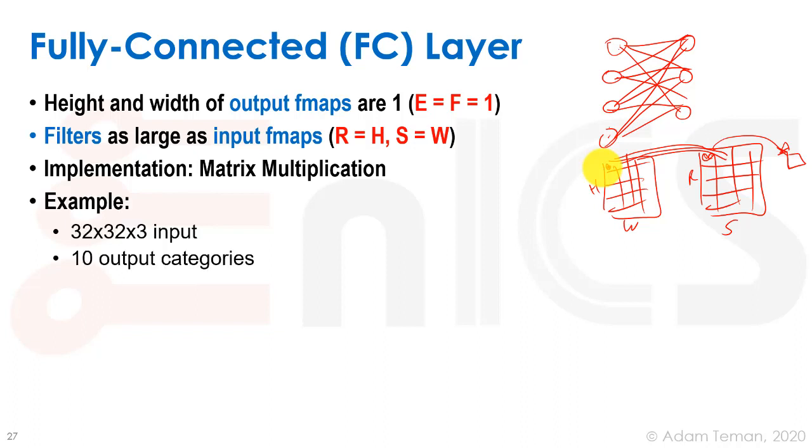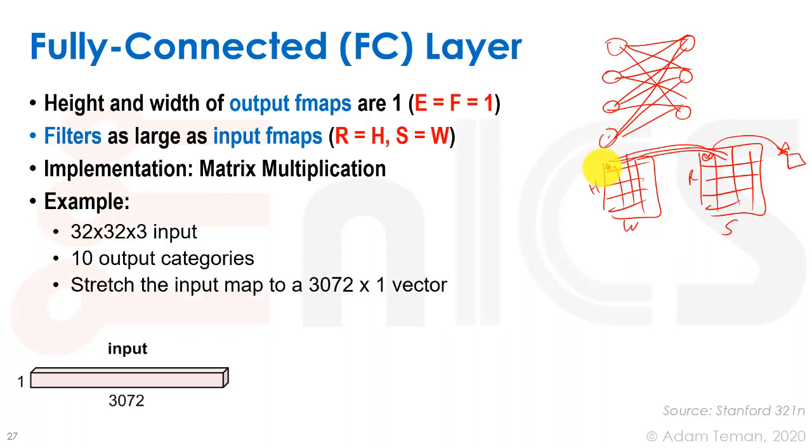So just as an example of this, when we discussed in the previous lecture how we would do our linear classifier on a CIFAR-10 type of problem, we had a 32 by 32 by 3 input and 10 output categories, and we wanted to find a single number for each of these output categories. So the first thing we do is stretch the input map, the 32 by 32 by 3 input, into a vector of 3072 by 1, so 32 times 32 times 3.